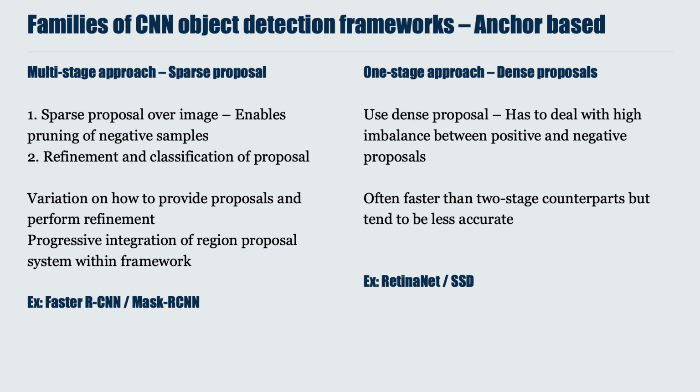In contrast, you have the anchor-based one-stage approach, where you have dense proposals, and your main issue there is to deal with the imbalance between the positive and the negative proposals. It's often faster, but it tends to be slightly less accurate. And it's especially in this type of system that we saw the use of the feature pyramid network.